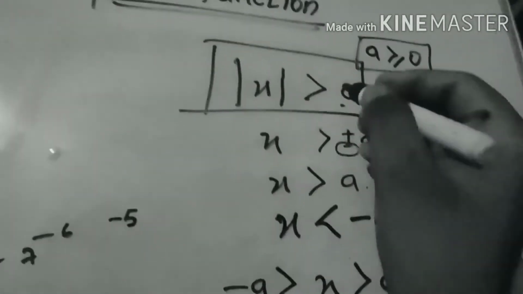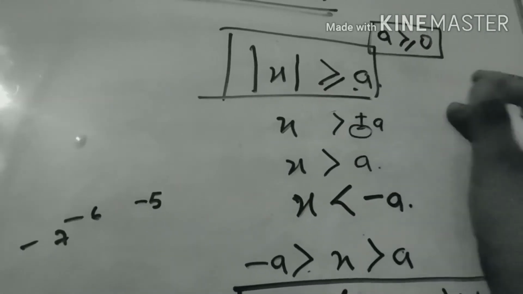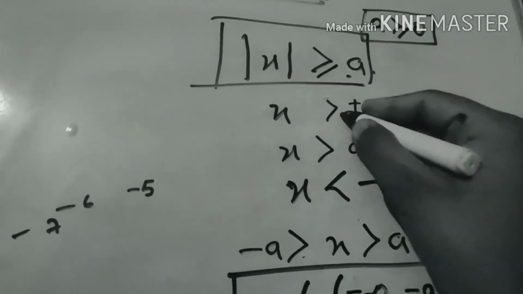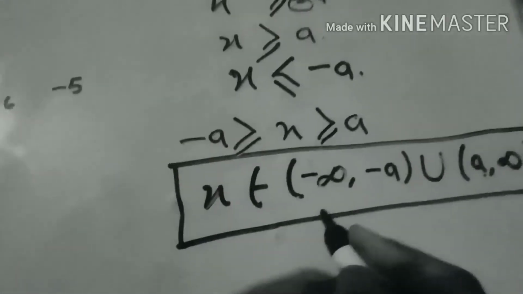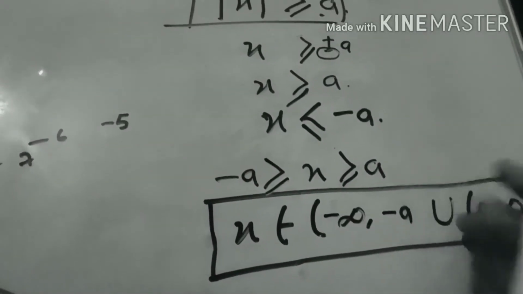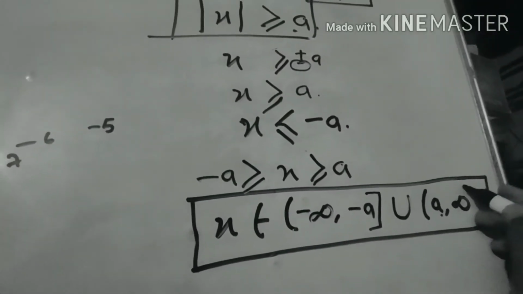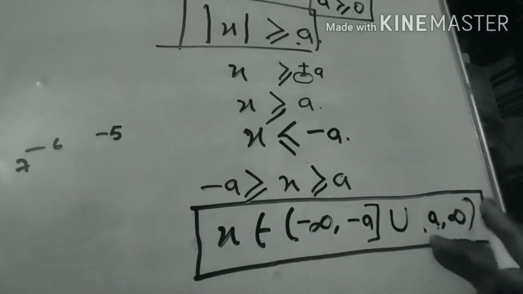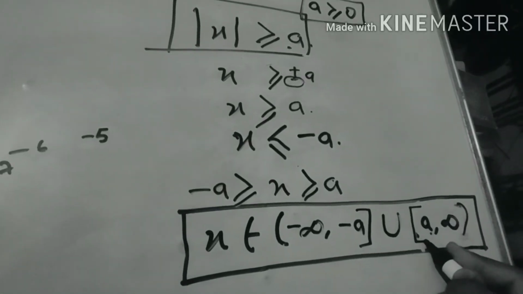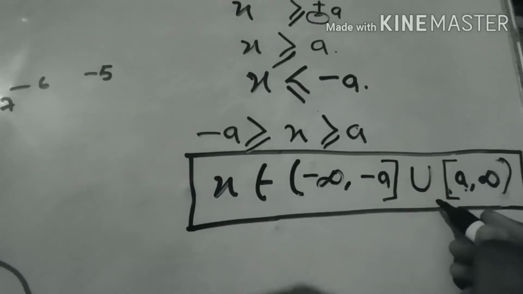But if similarly we make a small change and put modulus x is greater than or equal to a, we just put an equal to sign everywhere. So the change made here is that the bracket at minus a will be changed. It will become a closed bracket, which means that the outer value is included. For infinity we keep the open bracket, because infinity is not a number, it is a point which is specified.